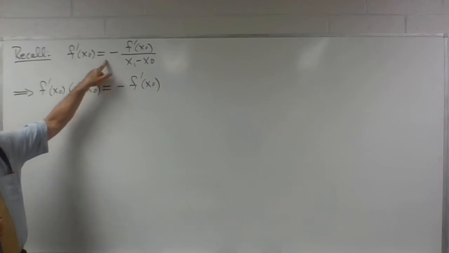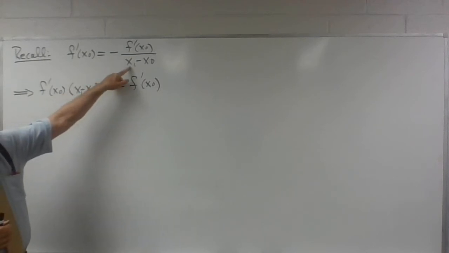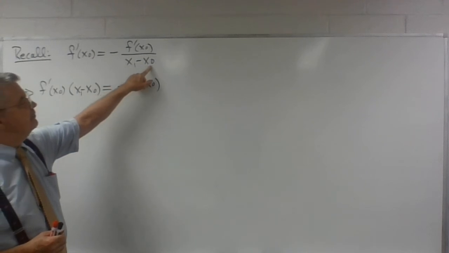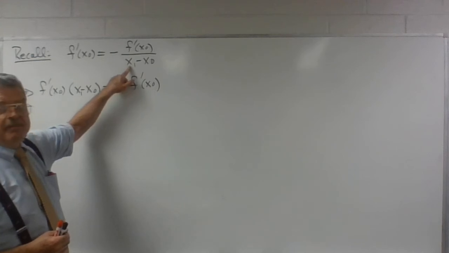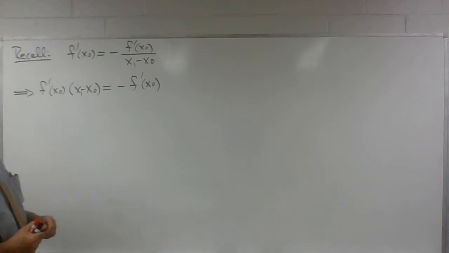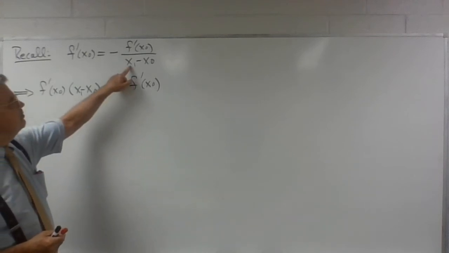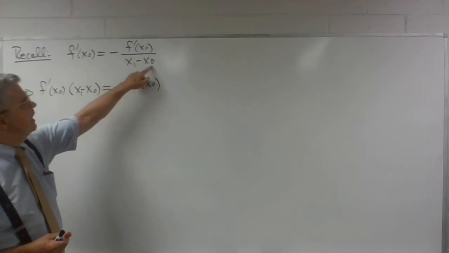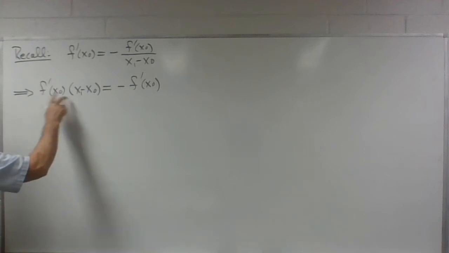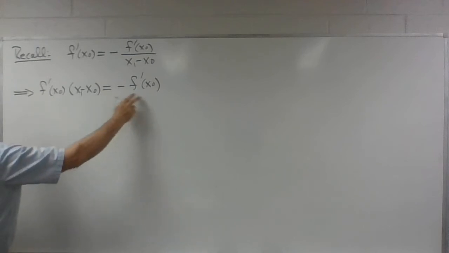Recall that this is where we left off, and we're looking for the value of x1, which is our second approximation for the solution. X naught is our first or initial approximation. X1 is going to be its successor, the next approximation. So since we're solving for x1, we'll multiply both sides of the equation by the denominator here and get this. And since we're solving for x1, we'll move this f prime of x to the other side.